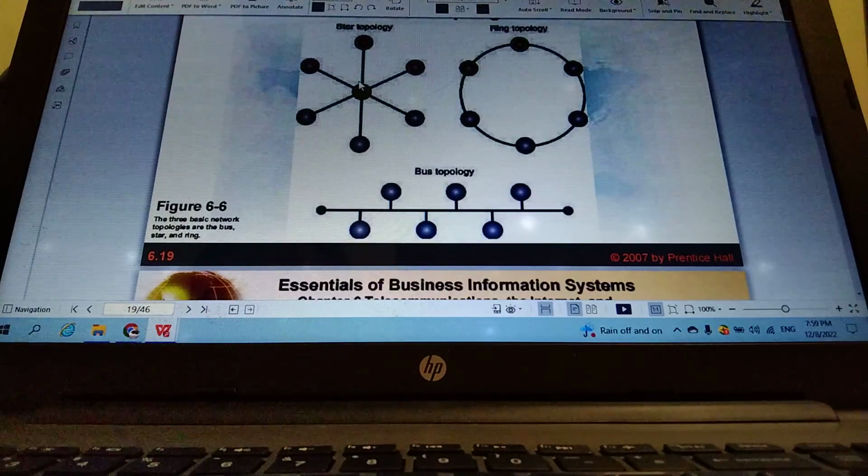In a star, if any one of these connections goes down, only that one particular computer will be down, and the rest are not affected. That's the reason why star is being used until today, and it is very popular. So our LAN, MAN, CAN and WAN are mostly star topology based. Yeah, not ring and not bus anymore. They are getting less popular, but the star is still being used until today.